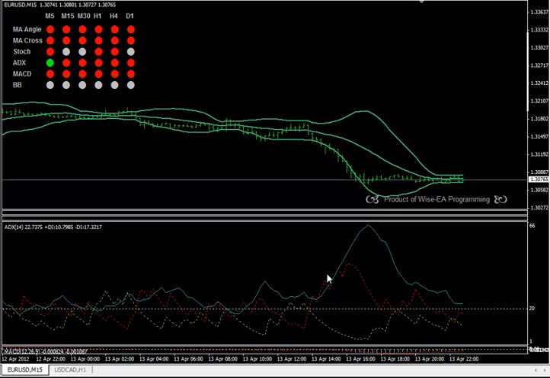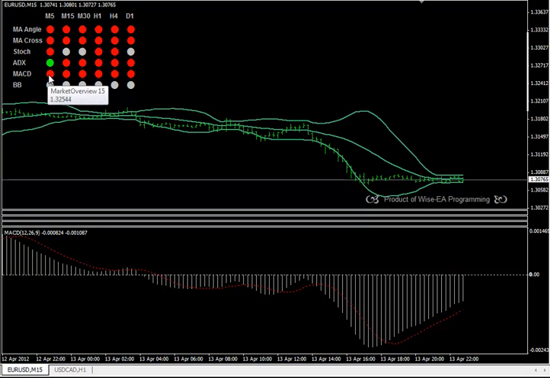Red means DI minus, green is DI plus. If DI plus is on top, then it's an uptrend. If DI minus is on top, then it's a downtrend. So ADX possibly has uptrend, downtrend, or no trend. And here it can also have uptrend, downtrend, or no trend. But for MA cross, for MA angle, it's impossible to display no trend. It's either up or down. Okay, that's for ADX.